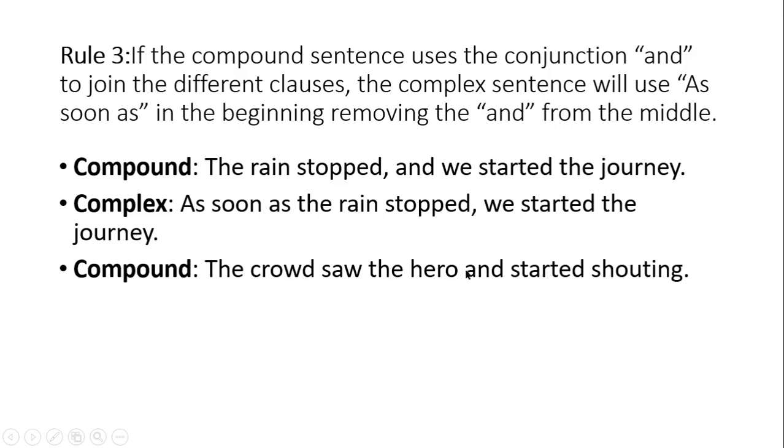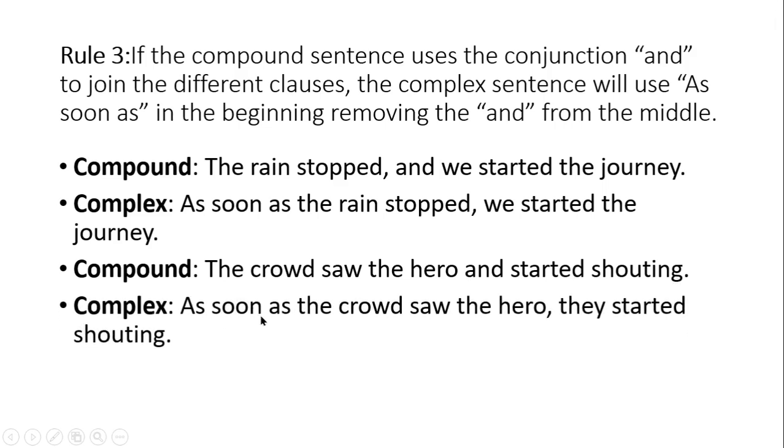So for and we are going to use as soon as at the very beginning of the sentence. And after that we are going to write down the first clause and give a comma and then write down the next clause. So here you go. As soon as the crowd saw the hero, comma, they started shouting. Isn't it easy? Only we have used the pronoun here. For the crowd, we have used they.